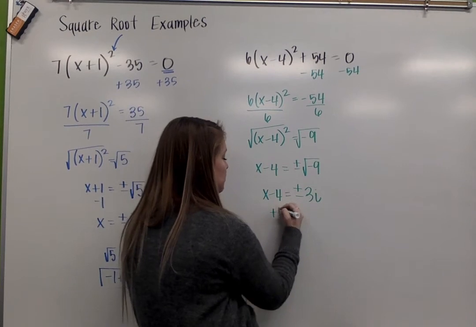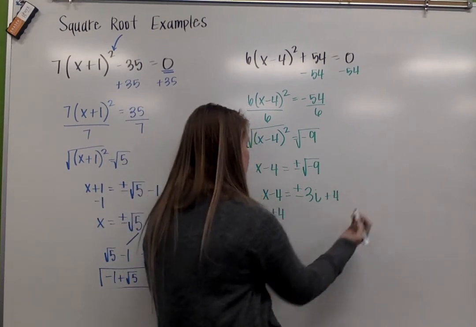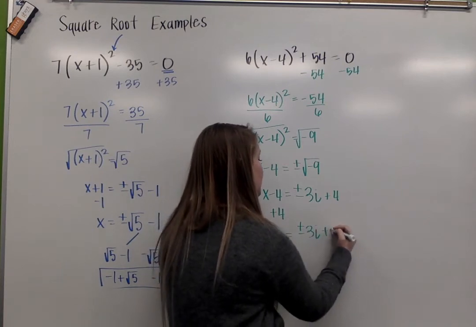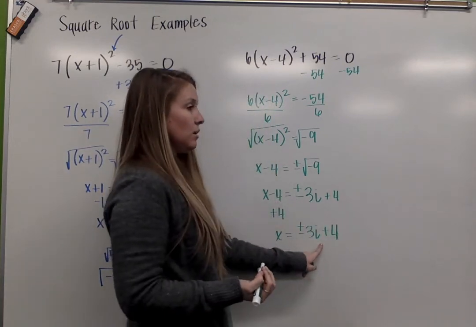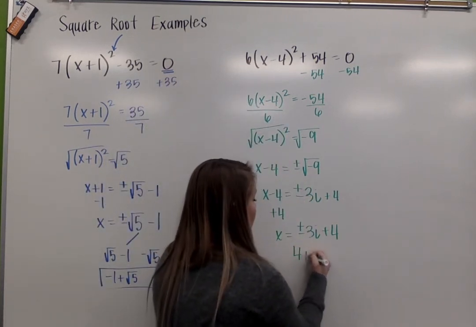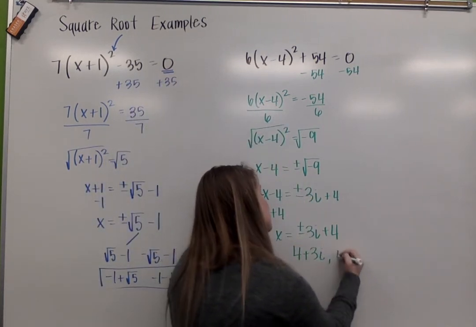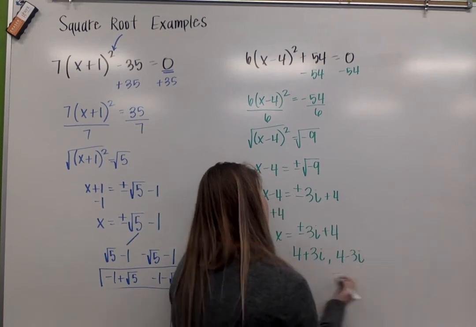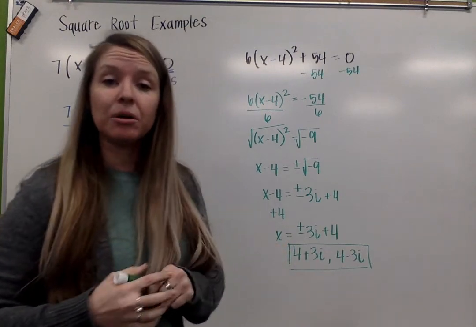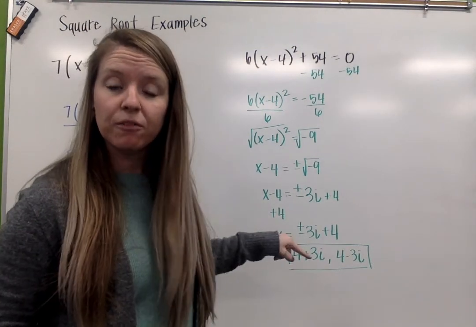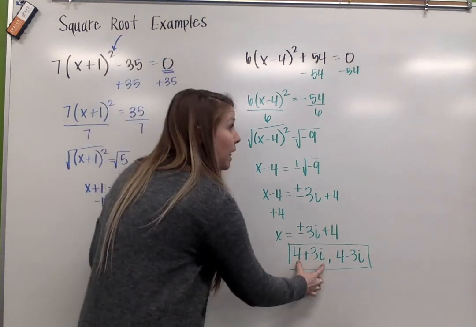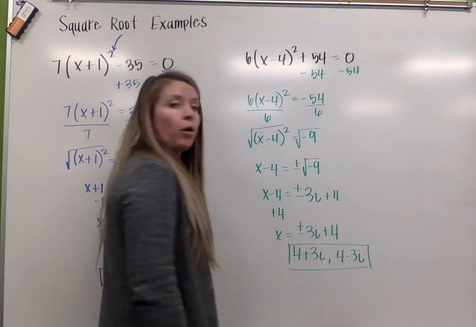And my final step, I add 4 to both sides. So x equals plus or minus 3i plus 4. And if I'm going to rewrite this, this is going to be 4 plus 3i and 4 minus 3i. Remember how we talked about complex numbers? We always want to list the real number first, followed by the imaginary number. So 4 plus 3i and 4 minus 3i.